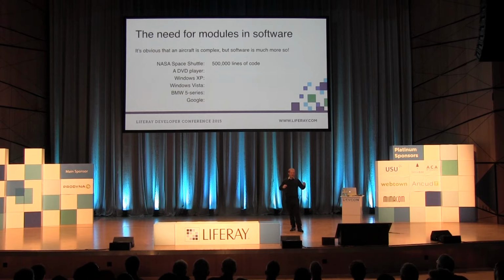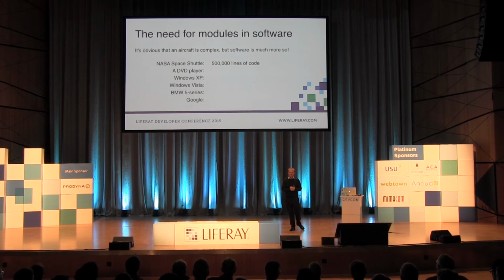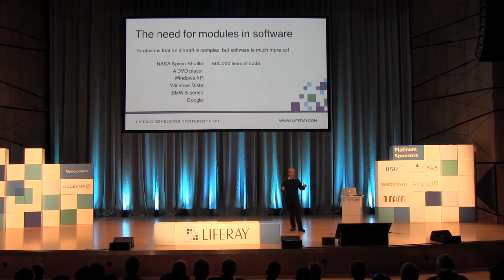OK, so given that that can land a space shuttle, how many lines of code do you think there are in a DVD player? Higher or lower? We'll go with higher or lower. So a couple of highers, couple of lowers. It is, in fact, twice as much. It's 1 million lines of code. Now, Windows XP, any guesses? Windows XP is 40 million lines of code. Now, Windows Vista, they added 10 million lines of bugs.